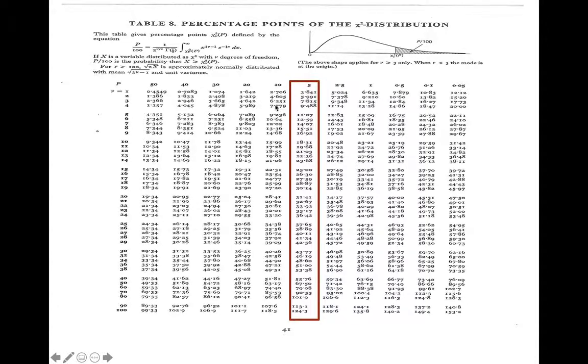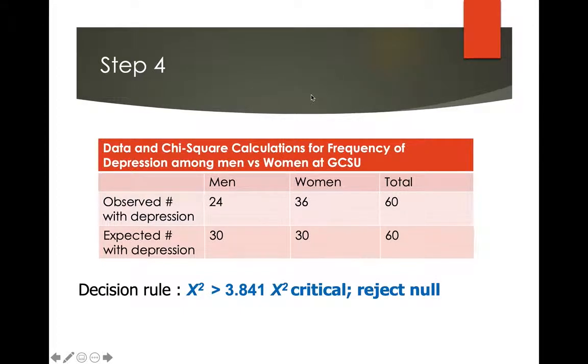The next step is to identify our chi-square critical value. If we follow our degrees of freedom of 1 and our alpha of 5% or 0.05, we get 3.841. Using that, we arrive at our decision rule: if the calculated chi-square statistic is greater than 3.841, then we will reject the null hypothesis.